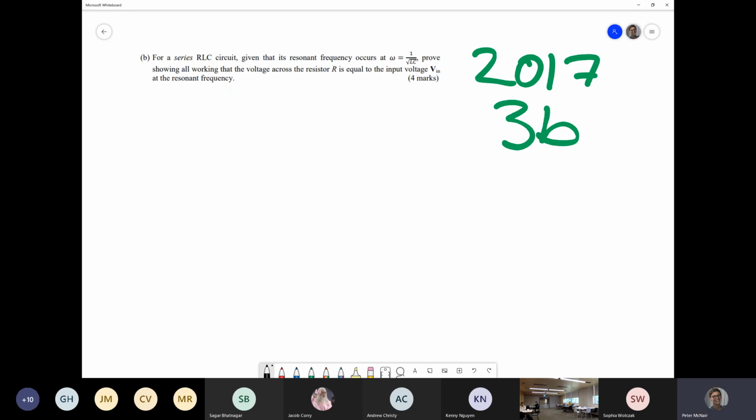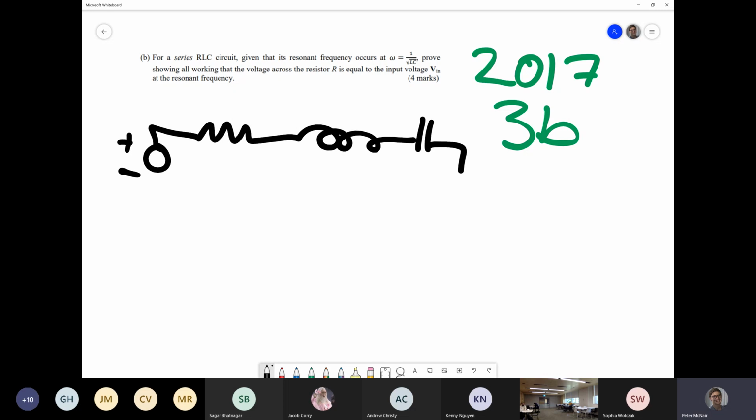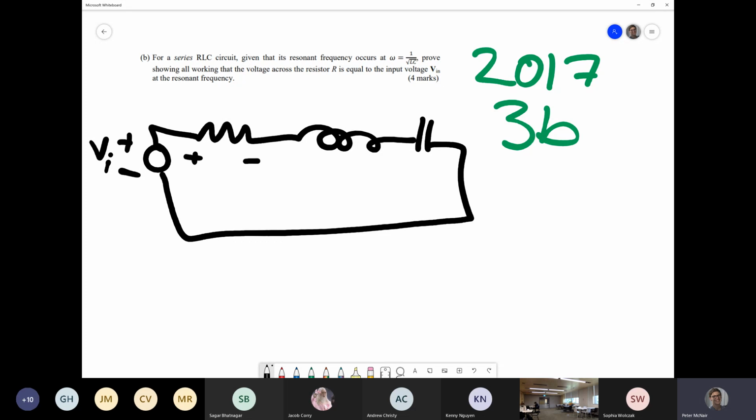So it says for a series RLC circuit, which I'll draw up like this, series resistor, inductor, capacitor, and this is V in. We know that its resonant frequency occurs at 1 on root LC. So we want to prove that the voltage across the resistor, VR, is equal to the input voltage V in at the resonant frequency.